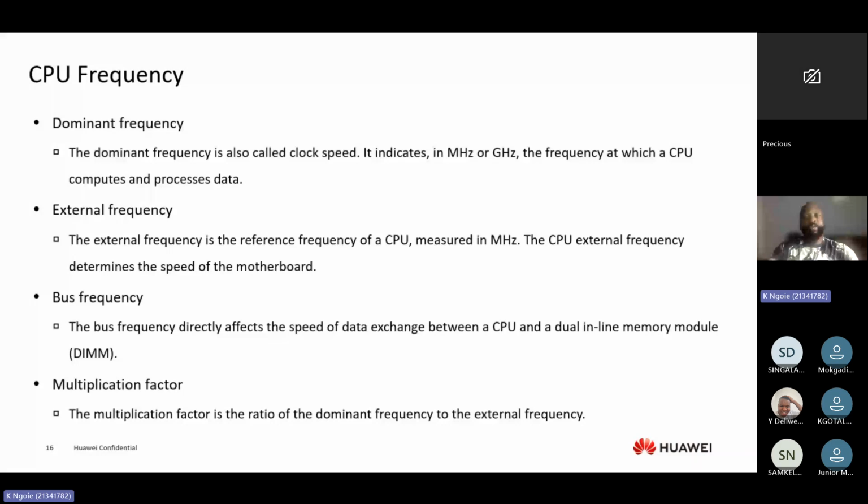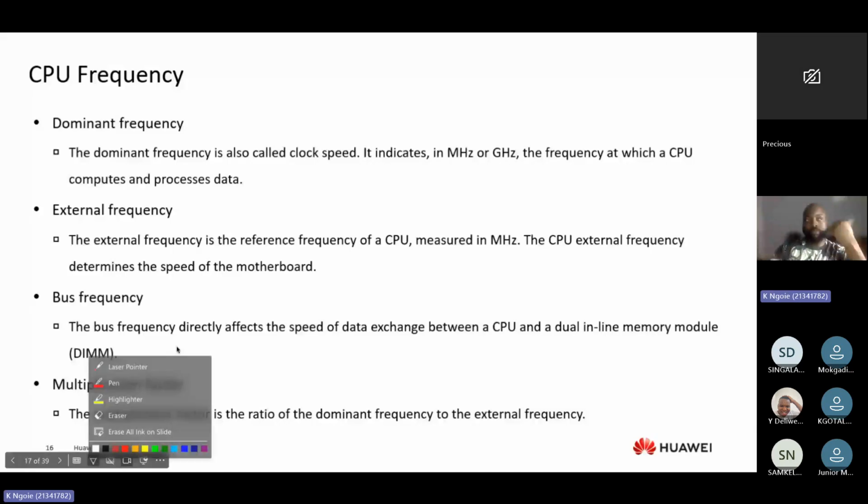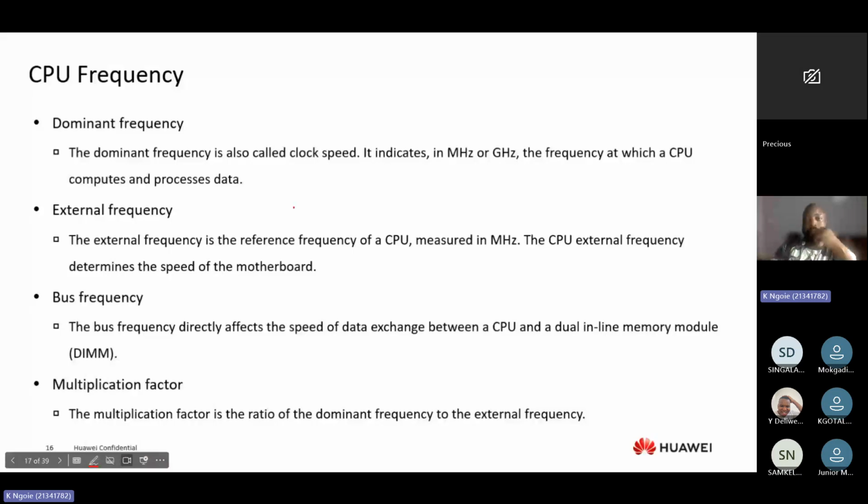So the CPU has what we call frequency. The frequency of the CPU is also called clock speed, right? This is measured in megahertz or gigahertz. This is the frequency at which the CPU will process all the data. So this refers to how many cycles or operations the CPU can perform per second. And the unit will be the megahertz or gigahertz.